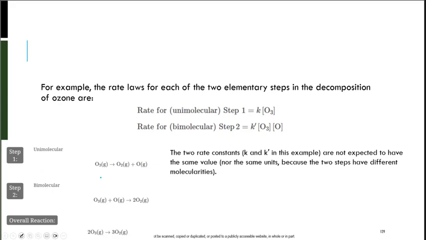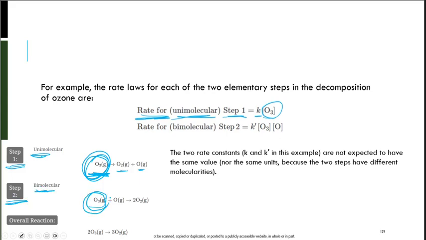So looking back at my ozone decomposition, my first step was unimolecular. We said O3 breaking down into O2 and an O. So my rate for that unimolecular step would just be the rate is equal to K times the concentration of O3 because that was my reactant. For step 2, that was bimolecular, I'm going to have rate is equal to K, and we'll just call that K prime. Concentration of O3 times the concentration of O. Again, the K and the K prime are not expected to have the same value because both of those steps have different molecularities, unimolecular, bimolecular.